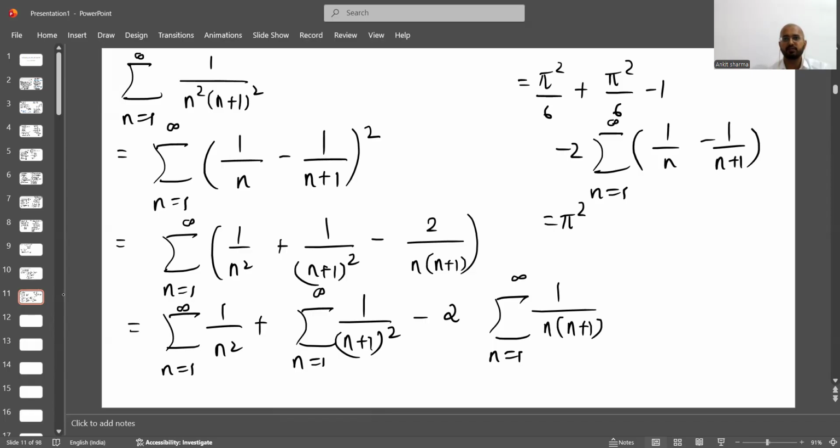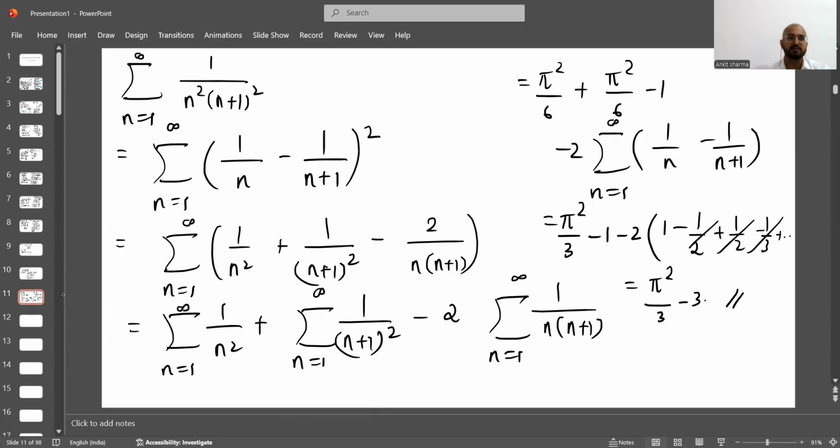And then we have here pi squared over 3 minus 1 minus 2 times... If you see this, then please one can assume that I'm writing the limit part. So basically the last part I'll be writing here. So when I'm writing n is equal to 1, I'll be having 1 minus 1 over 2, plus 1 over 2 minus 1 over 3, and so on. So all of these will be evaporated. So I'll be having simply pi squared over 3 minus 3. So the rest of them will get cancelled. So this gives me pi squared over 3 minus 3.